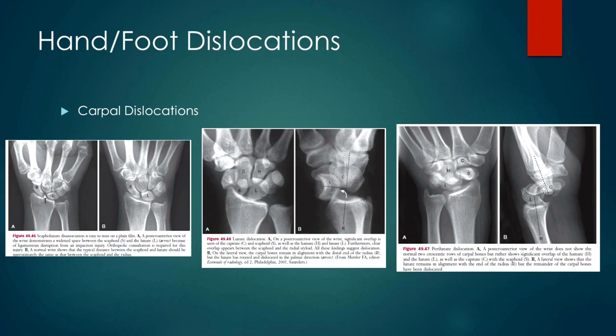Lunate dislocation seen here. This is also the spilled cup. You can see that the lunate is now not where it should be. The radius and the capitate are lined up appropriately. And then here you can also see the perilunate dislocation, where the capitate is not sitting up in the lunate where it should be, and the radius and the lunate are lined up. So remember, lunate dislocation is your spilled cup. The lunate is now tipped over where it shouldn't be.